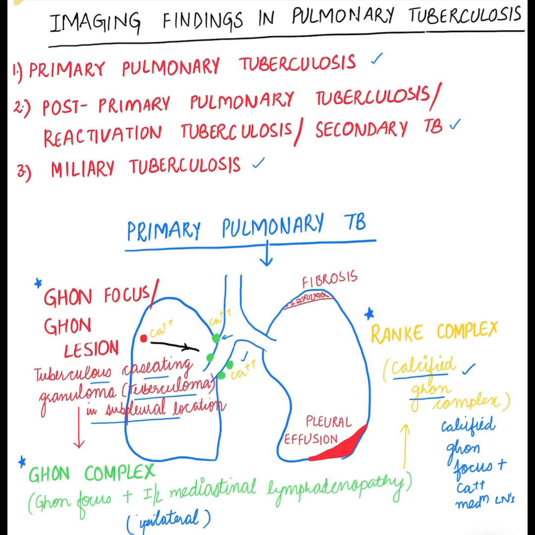Other important things you will see in primary pulmonary tuberculosis are pleural effusion, and the pulmonary granulomas usually heal by fibrosis. So these three important things you should always remember: the Ghon focus, the Ghon complex, and the Ranke complex.